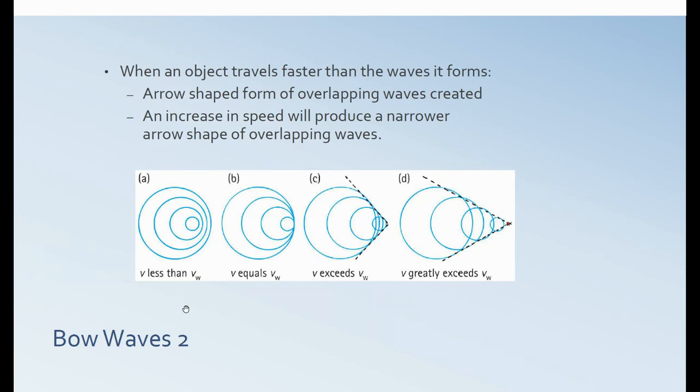So let's say here, the velocity of our object is still less than the velocity of its waves. And so here we can see we would have that Doppler shift effect if we were standing over here or over here. Now the velocity of the object is equaling the velocity of its waves, so we're starting to get that bow wave effect. Here, the velocity of the object is more than the velocity of the waves. So the object is actually out in front of the waves it's making. And then as it keeps moving faster and it's greatly exceeding the velocity of its waves, we can see that the angle that's produced by where the overlapping waves meet is going to get much more acute.